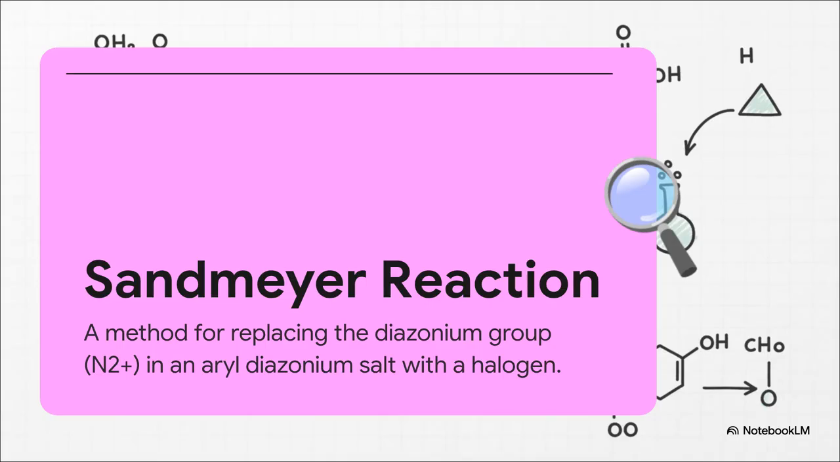So here's the magic. The Sandmeyer reaction starts with a molecule that has an absolutely fantastic leaving group already built right in. It's called a diazonium group, N2+. And why is it so great? Well, think about it. When N2 leaves, it becomes nitrogen gas, which just bubbles away out of your reaction, gone forever. You can't get a better leaving group than one that literally vanishes.